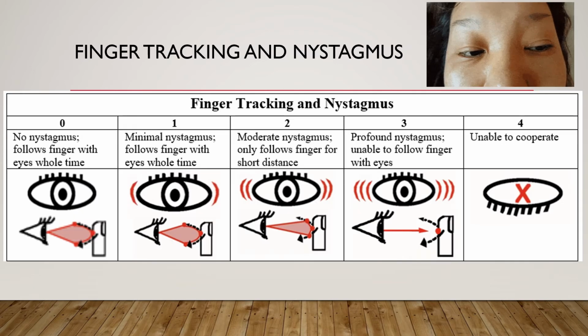When assessing finger tracking and nystagmus, you will ask the patient to follow your finger with their eyes. Nystagmus is an involuntary, rhythmic, side-to-side, up and down, or circular motion of the eyes that occurs with a variety of conditions. In alcohol impairment, the nystagmus is side to side when present.